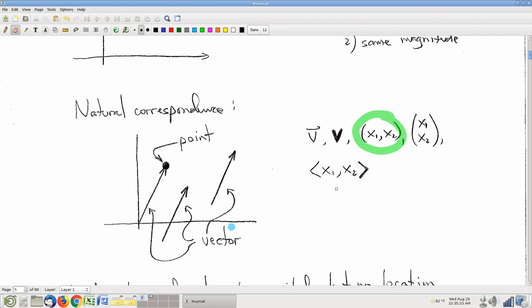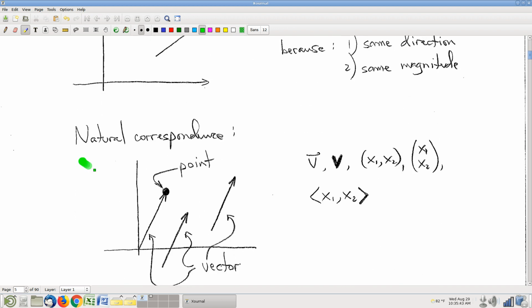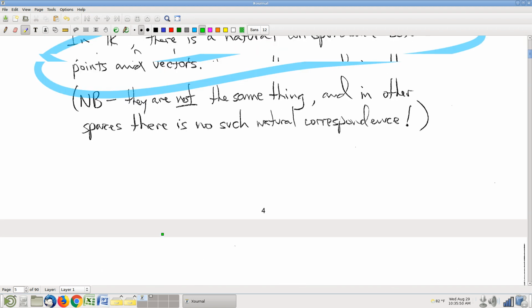Now, by the way, if you ever take a course in differential geometry, the distinction is very important. Conveniently, in that context, there is no natural correspondence, this doesn't make any sense. And so it's just really not a problem. I'm going to stop talking about that now. Okay. All right.